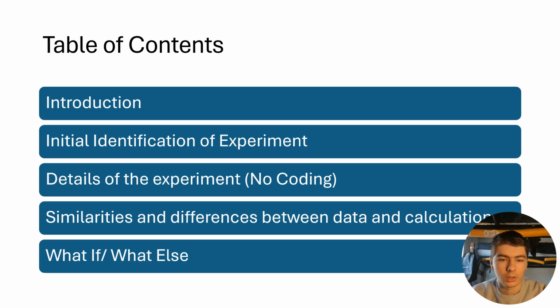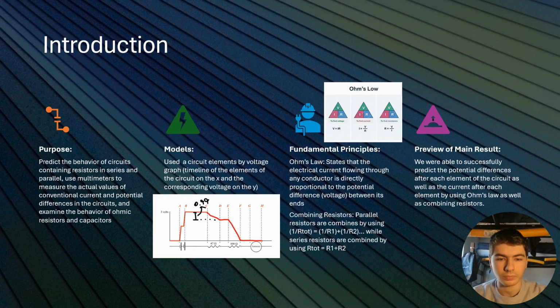So here's just a table of contents of what I'll be going over. I'll first do the introduction for the lab, the initial identification, the details of the experiment, and again, there's no coding in this lab, so there won't be a coding section. And I'll go over the similarities and differences between the data we got and the calculations we did beforehand, and I'll answer what if or what else.